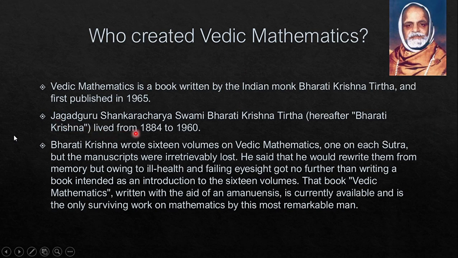Jagadguru Shankaracharya Swami Bharati Krishna Tirtha is the person who created Vedic mathematics. He lived from 1884 to 1960. This book was published in 1965. He wrote 16 such volumes on Vedic mathematics, one on each sutra. There were a total of 16 sutras and 13 sub-sutras. He could have rewritten them from memory, but due to his ill health and failing eyesight, he could not.